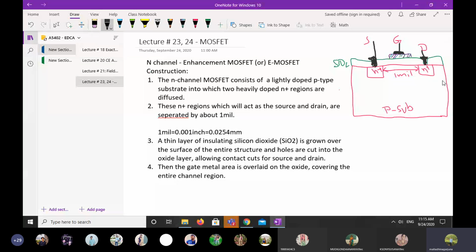So this is the N-channel enhancement MOSFET, and you can observe one point here. There is no connection between source and drain. There is no channel at all. Please keep it in mind, there is no channel between the source and drain. So finally, this is the structure of the N-channel enhancement MOSFET.